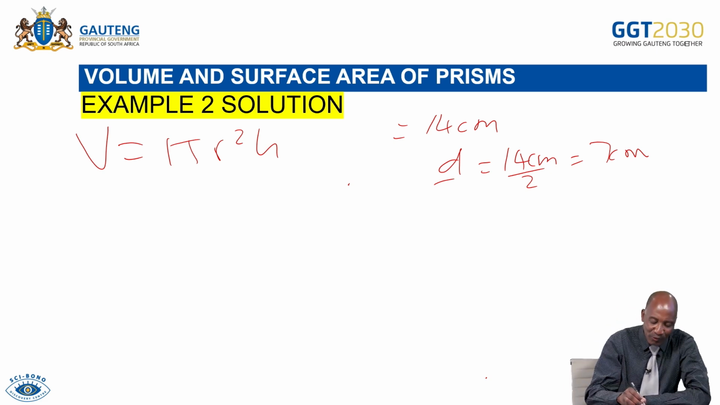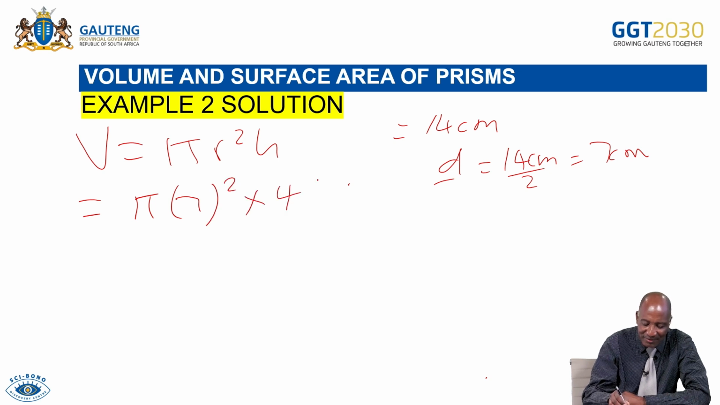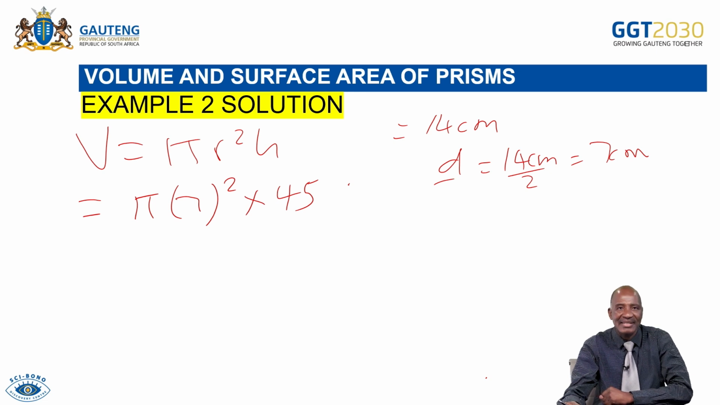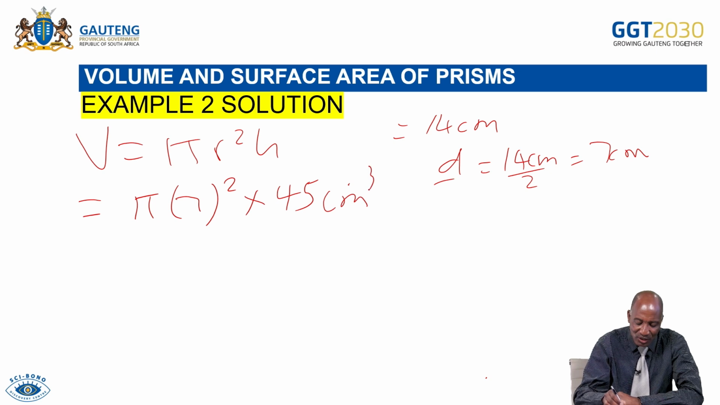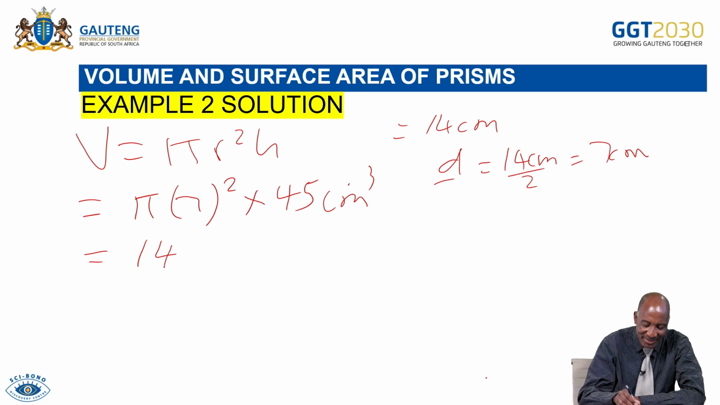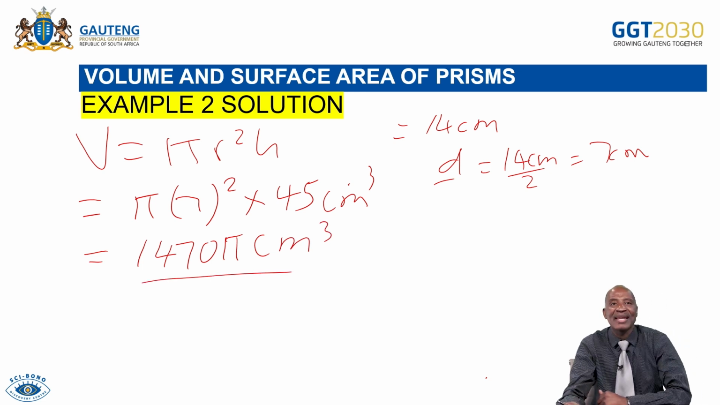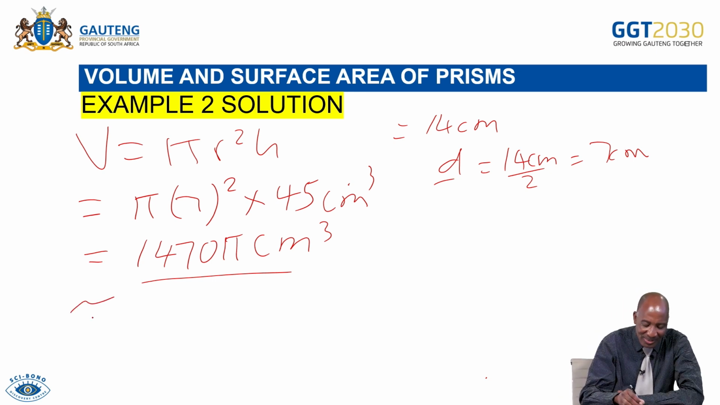What has changed is the height. So volume is going to be pi multiplied by 7 squared, then multiplied by 45. That is our new height, because it has been made 3 times higher. This is centimeter cubed. Then when we evaluate this, I am getting 1470 pi centimeter cubed.